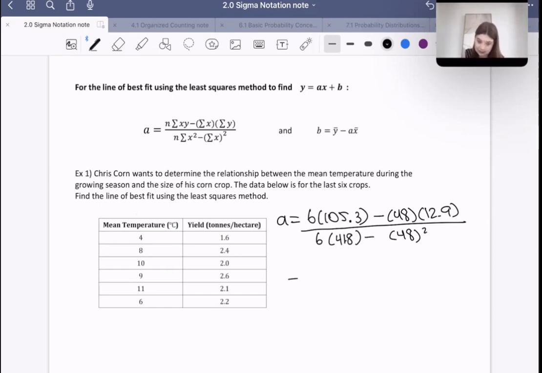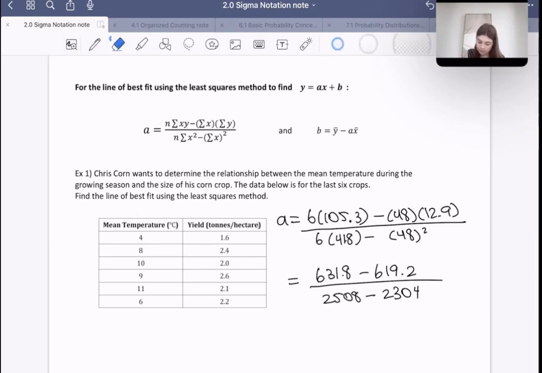So this is going to be equal to 631.8 minus 619.2 over 2,508 minus 2,304, which is equal to 12.6 over 204, which is about 0.06. So there we have it. There is our a value.